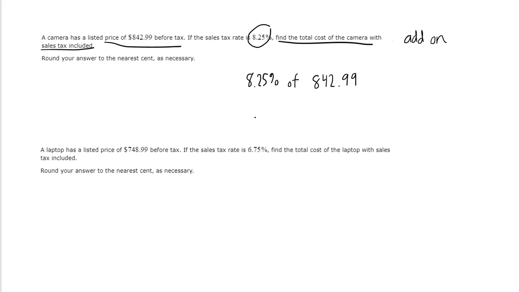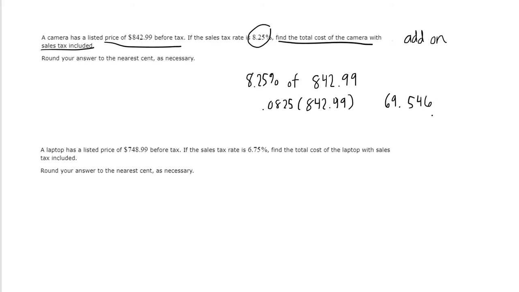we divide by 100. So in your calculator you put in 8.25, divide by 100, and that gives you 0.0825. And then we do of $842.99, so we multiply those two together. And in my calculator, I see 69.546. And remember, we're talking about money here.